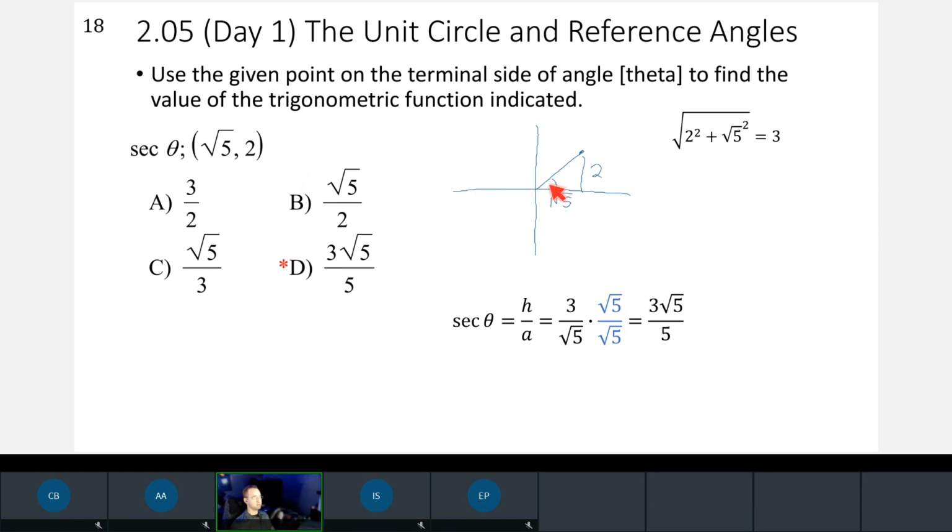And if you want to label these, this is opposite of this angle. This is adjacent to this angle. And this is, of course, the hypotenuse. Label it so you don't make a mistake when you actually take these numbers and plug it into h and a. So h is 3. We found that. And then adjacent is radical 5. Don't forget, we got to rationalize it. And that's how we get this over here. Pretty fun. So draw a picture. It'll help a lot.